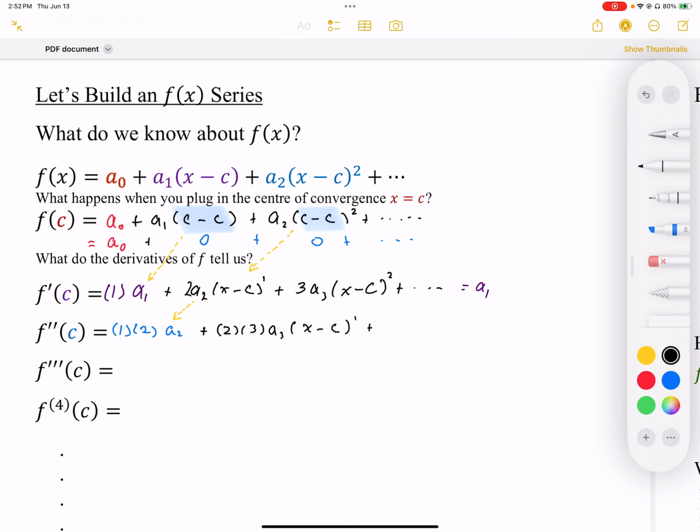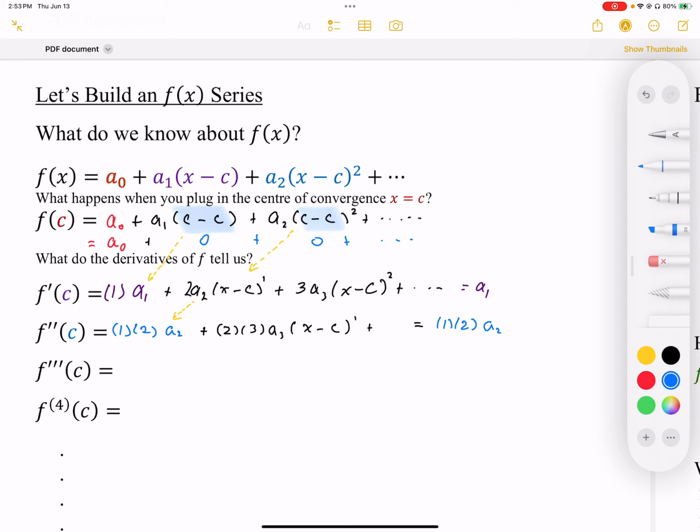Now, as previously, if we evaluate at the center c, all those power terms again turn to 0. And what we end up with is just 1 times 2 times a2. So what we now know is that if we evaluate the second derivative at c, we have the coefficient a2 times 2, or more specifically, a2 times 1 times 2.